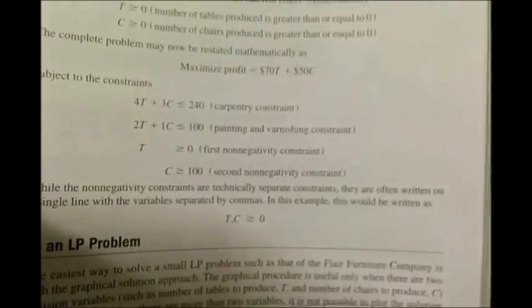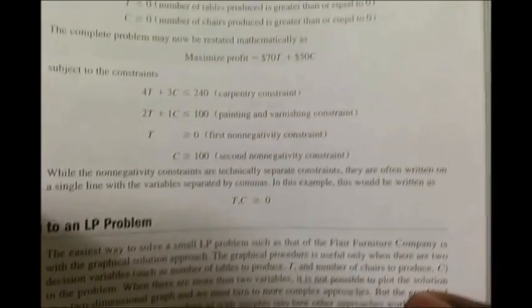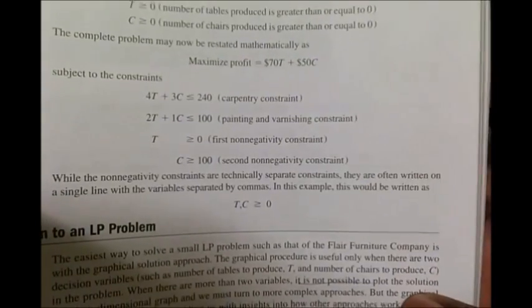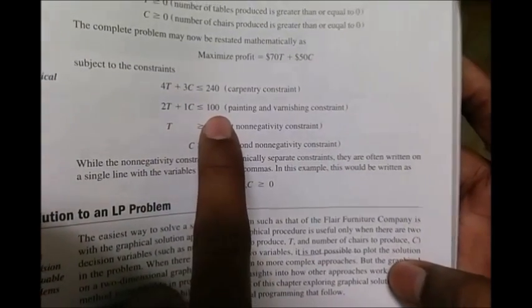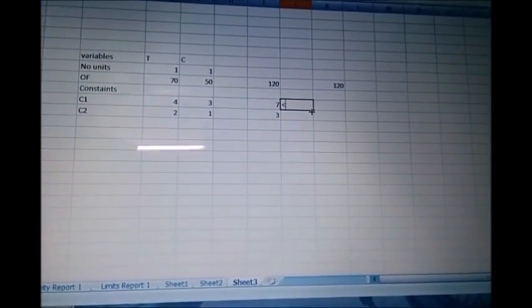Now if we focus on our textbook, it is given that 4t plus 3c should be less than or equal to 240 and 2t plus 1c should be less than or equal to 100. So we'll write the same here as well, that this should be less than or equal to 240 and this should be less than or equal to 100. So here we have formulated our linear programming.